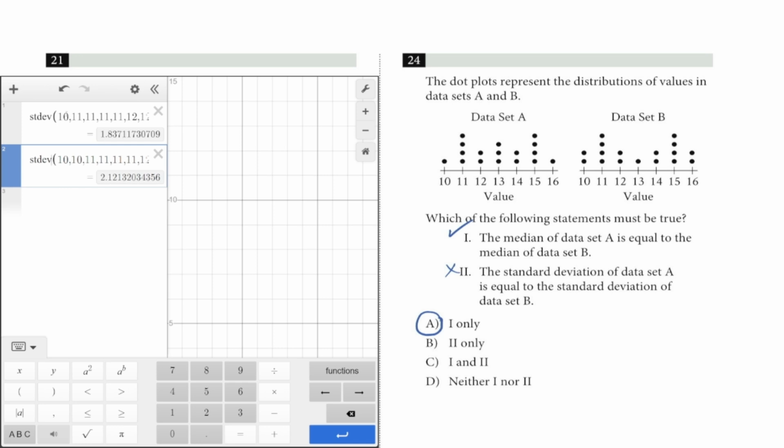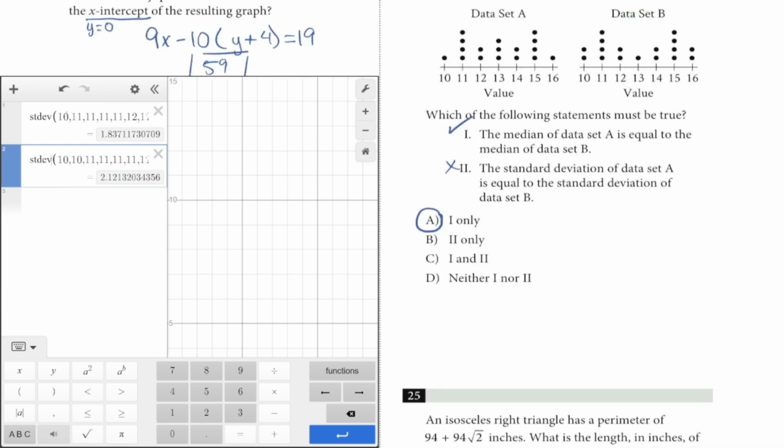So if we're doing median and standard deviation and mean, again, I do believe most of the time Desmos will work very well. There are questions where you may have to know more, and Desmos is not a great way to do it just because of the amount of time.